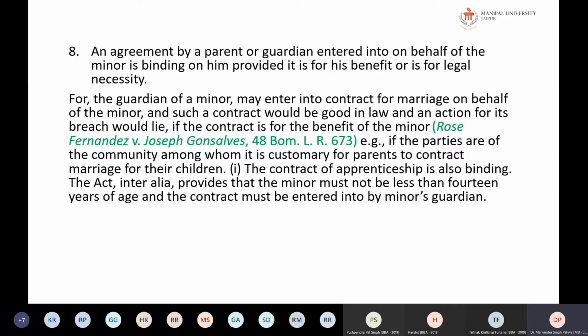But I have told you before also, contracts of marriage these days are not at all applicable for minors, because a minor's marriage itself is against the law. So one should not do anything which is against the law. The act inter alia provides that the minor must not be less than 14 years of age and the contract must be entered into by the minor's guardian. This was before the passing of the Hindu Marriage Act, which has actually allowed those who are above 18 years to go for marriage.